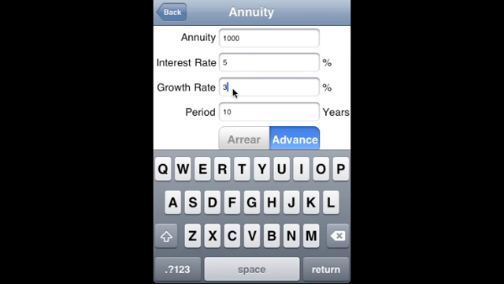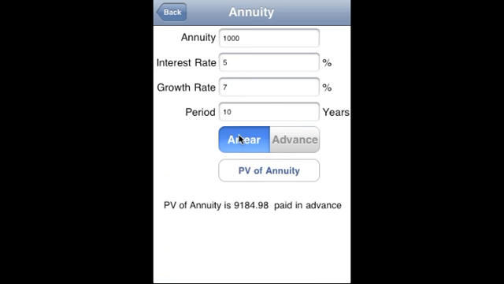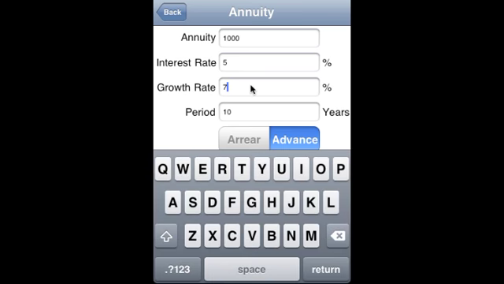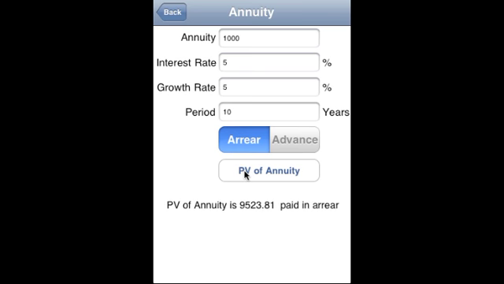Now let's play with the growth rate. If the growth rate exceeds the interest rate, we are talking about arrears. This is what the value is. This will occur in advance. This is the value. If the growth rate equals the interest rate, this is the value of the annuity paid in arrears, and the value of the annuity paid in advance.